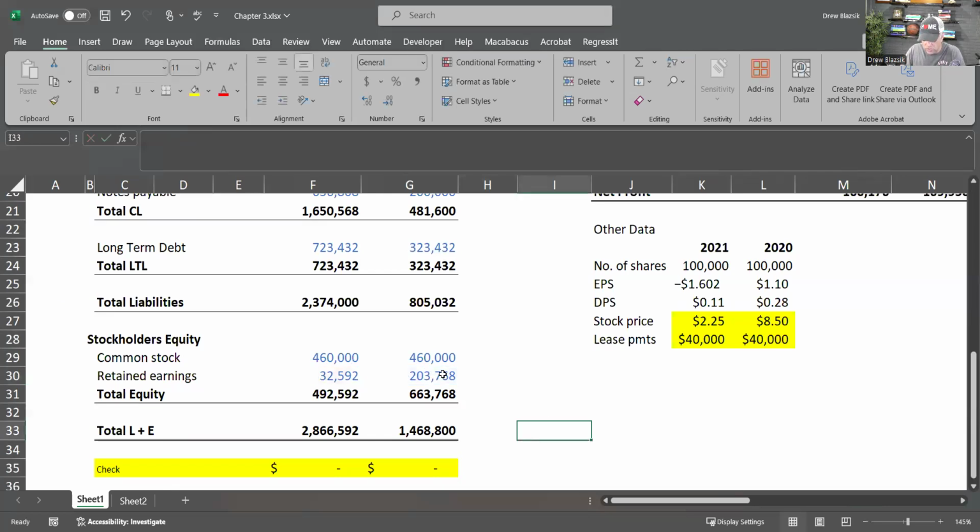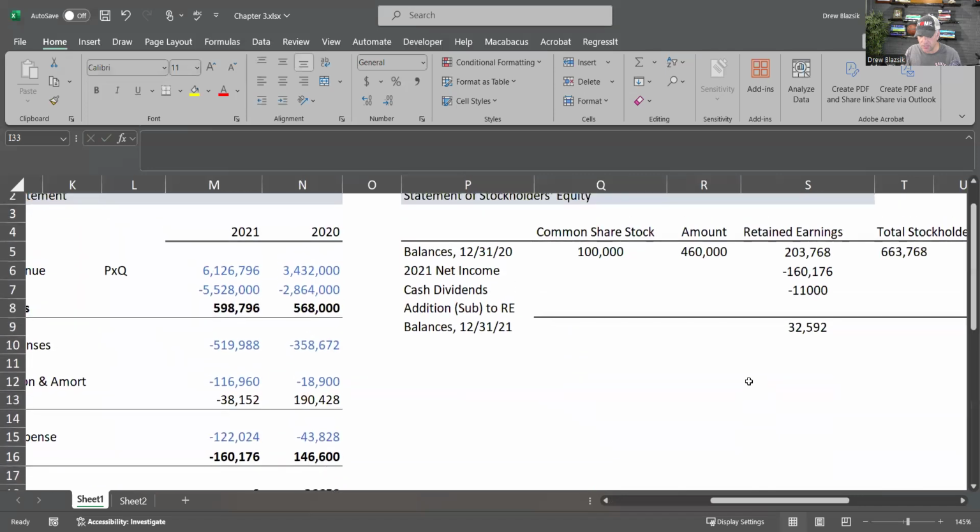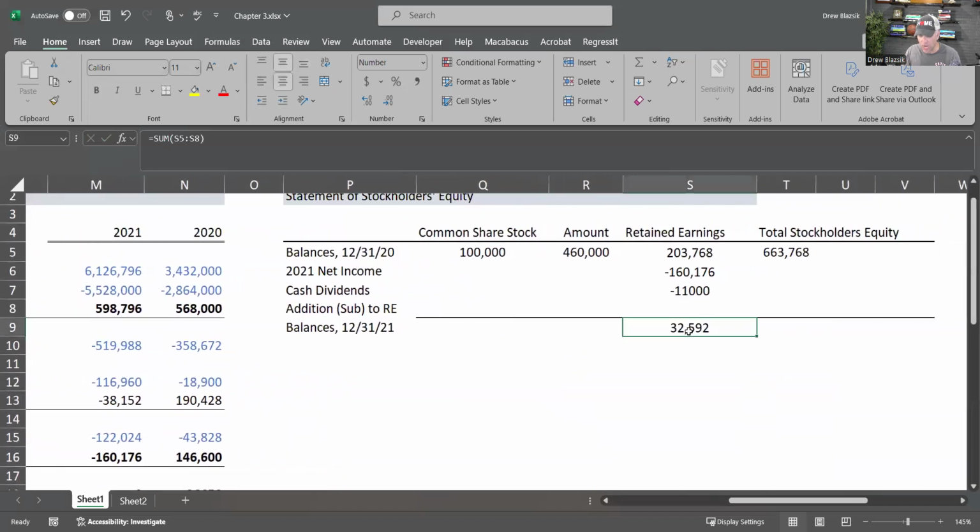What I want to do is look at 203,000, and then it went down to 32,592. That's what we just solved. So why did retained earnings go down? Because they lost money in net profit, and they lost money in dividends. They still pay the shareholders. That's why it declined. But double checking the balance sheet shows that we did it correct.